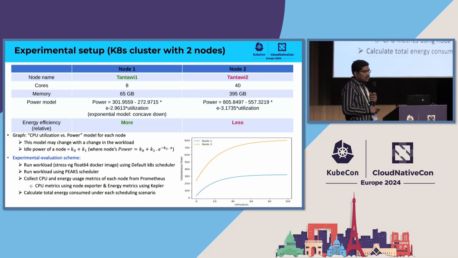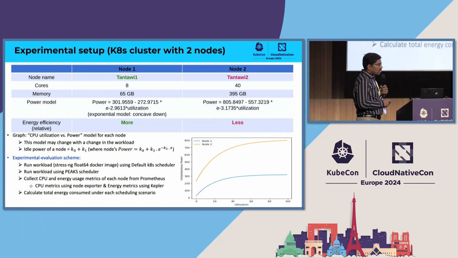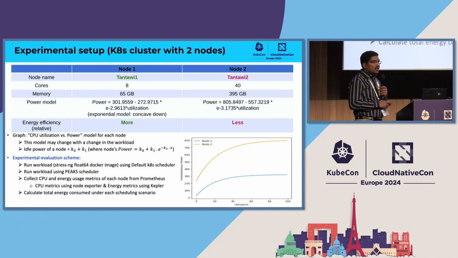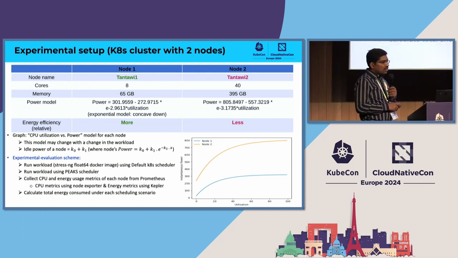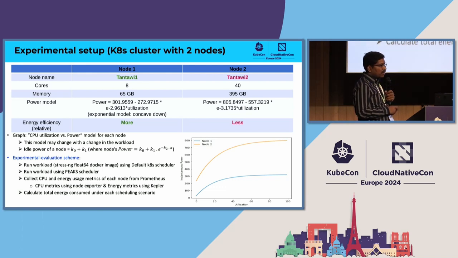we collect metrics like node utilization and energy efficiency metrics, and then compare how much the energy consumption is during this experiment, and see if there is any saving in the energy consumption using Peek's. If that is the case, then that is attributed to the value of Peek's plugin. So this scheme of evaluation is common across all the use cases that I will take you through.